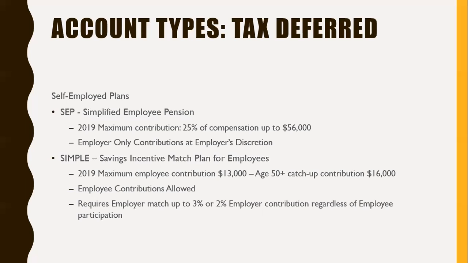For the SIMPLE IRA, the 2019 maximum employee contribution is $13,000, which is less than if you were looking at an individual 401k. And for the age 50 plus catch-up, the contribution amount that is allowed is $16,000. Employee contributions are allowed with the SIMPLE plan. And there is a stipulation that the employer is required to match up to 3% of the employee's contribution, or the employer has to make a contribution into the SIMPLE account, whether the employee chooses to contribute or not.